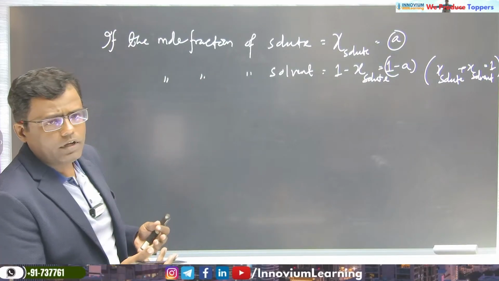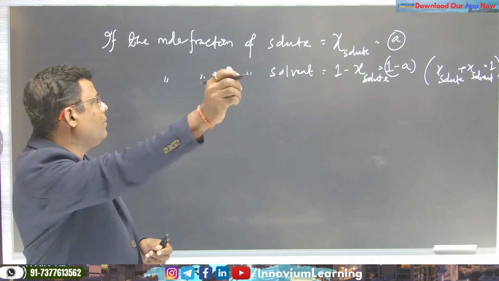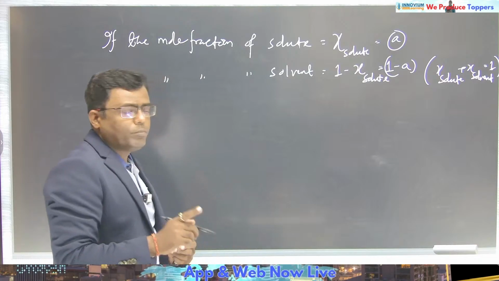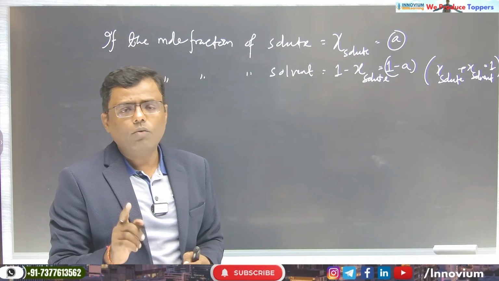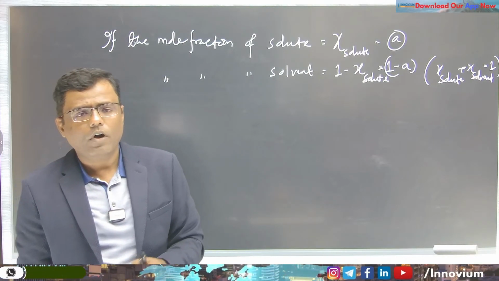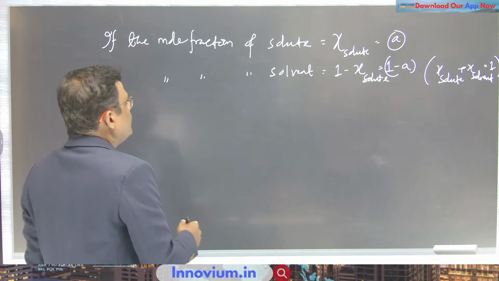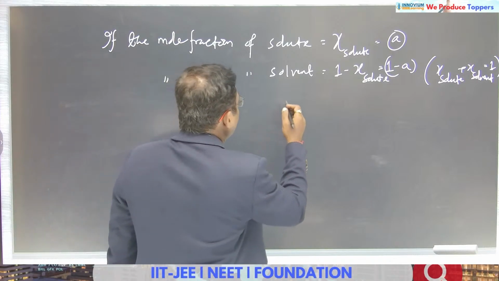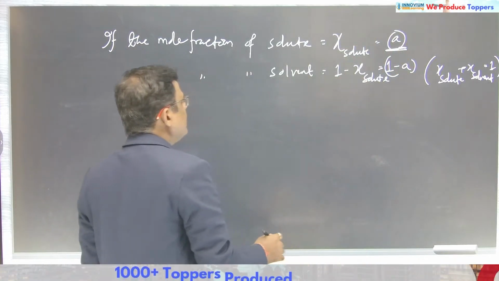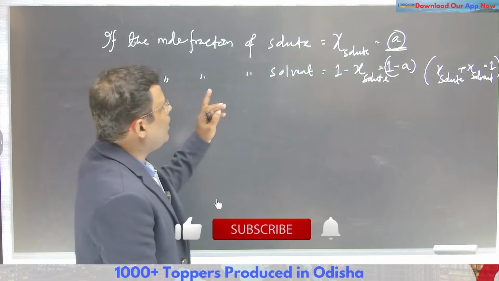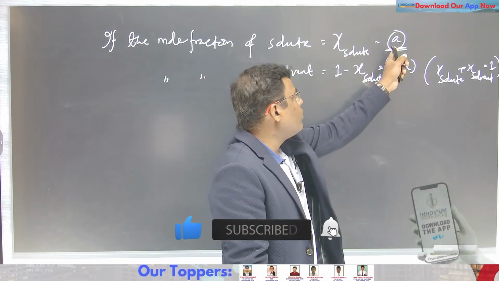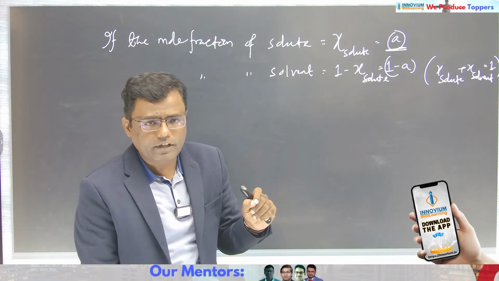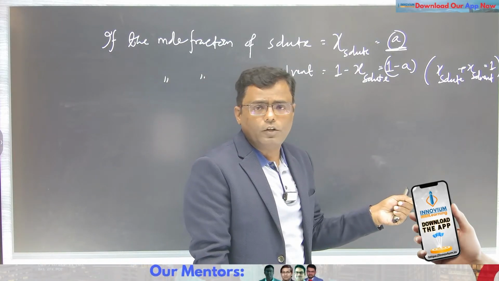Go to the basic formula, the basic definition of molality. What is that basic definition? Basic definition is the number of moles of solute present in 1000 gram or 1 kg of solvent. Now here, what are the moles of solute? If the mole fraction data is given, what does it mean? It means that if the mole fraction of solute is given as A, it means A mole of solute is there out of 1 mole of solution.